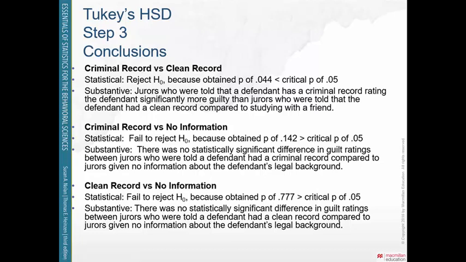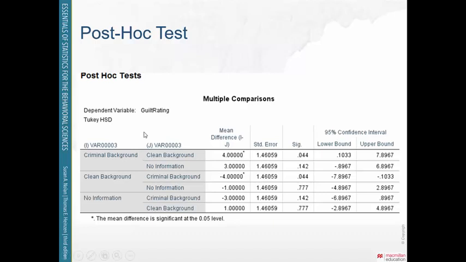Okay, going back here. Criminal background to no information. There was a 3-point difference. And is this significance value less than 0.05? It's not, right? 0.14 is greater than 0.05. So this is not statistically significant. Criminal background to no information. This is not statistically significant.